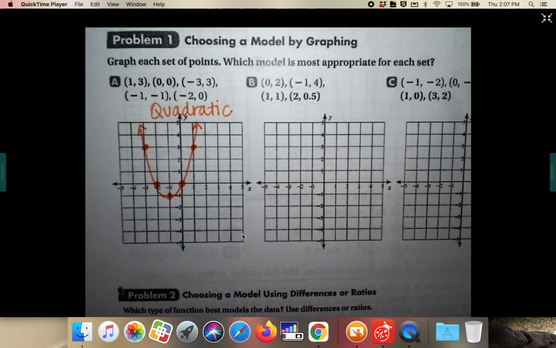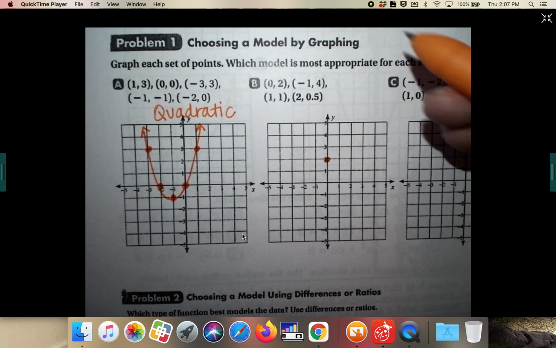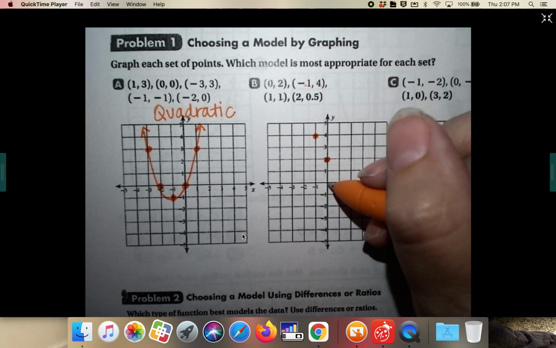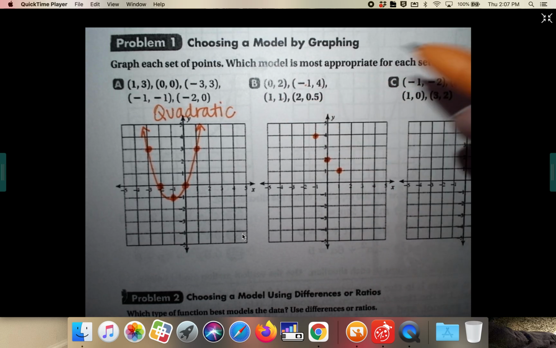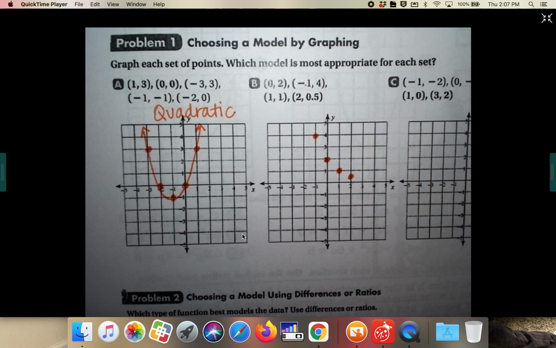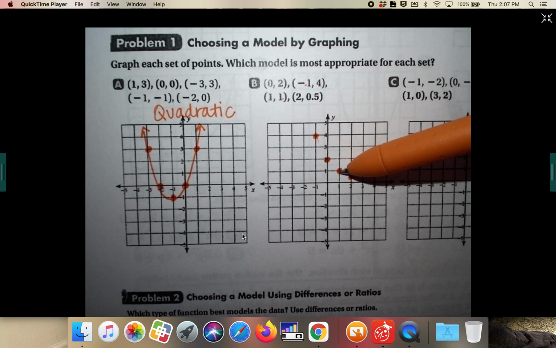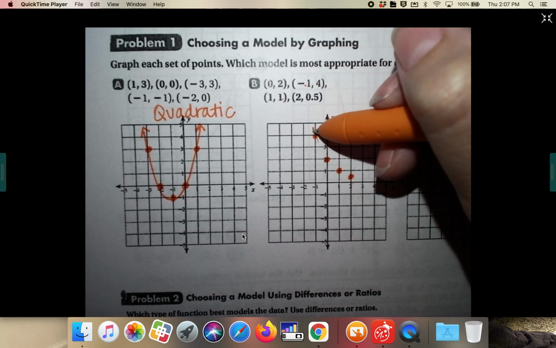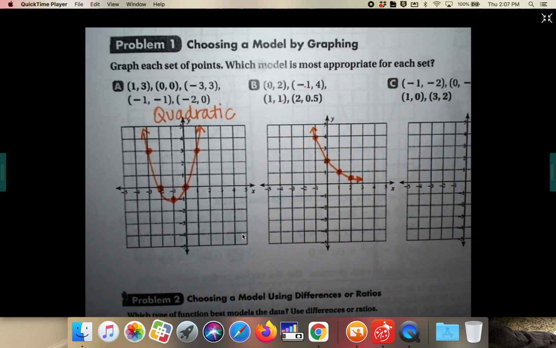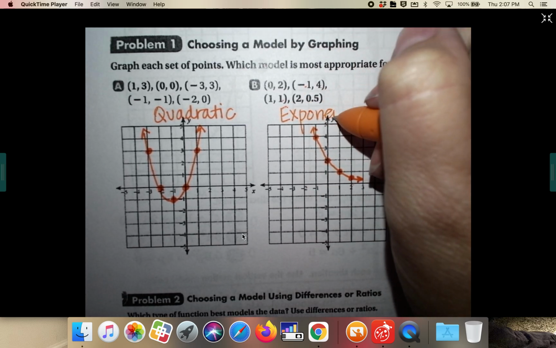All right, let's go on to b. So let's put a dot at 0, 2, put a dot at -1, 4, a dot at 1, 1, and a dot at 2, 0.5. So it looks to me like it took a really big jump from here to here, and then it's kind of starting to level off. So I believe this one is a soft curve that is going to represent an exponential graph. So an exponential function.